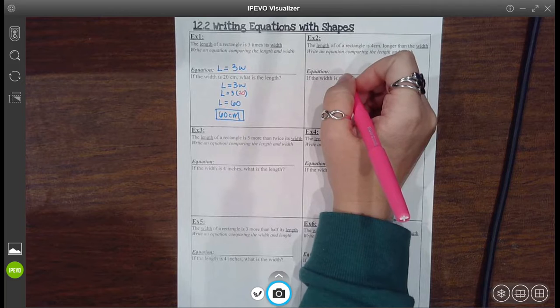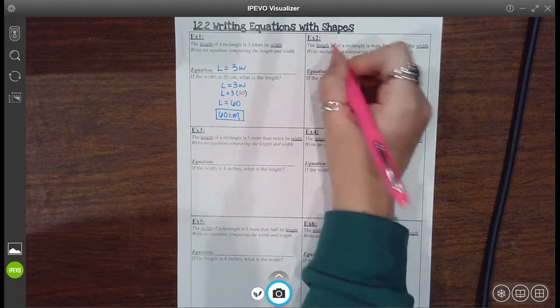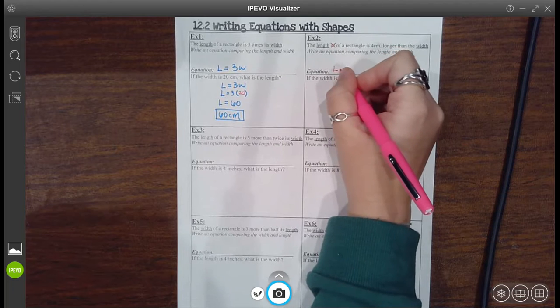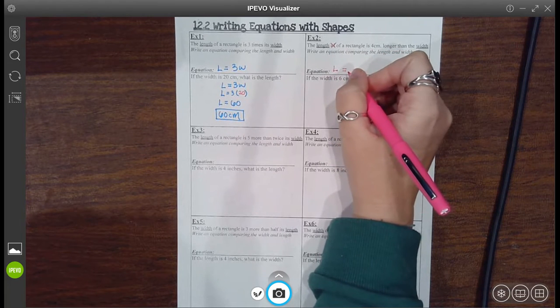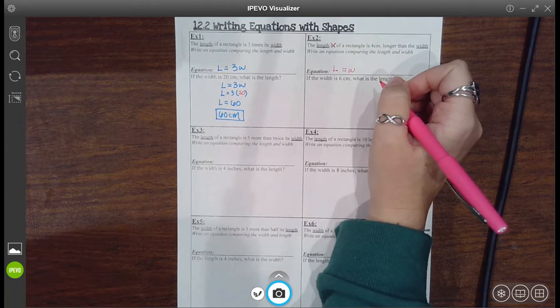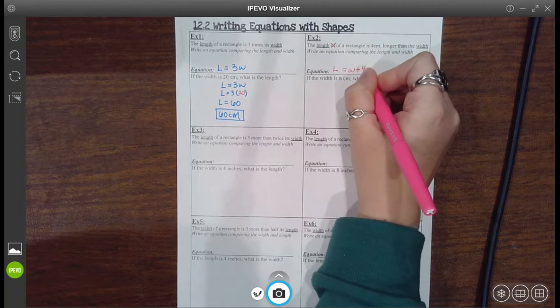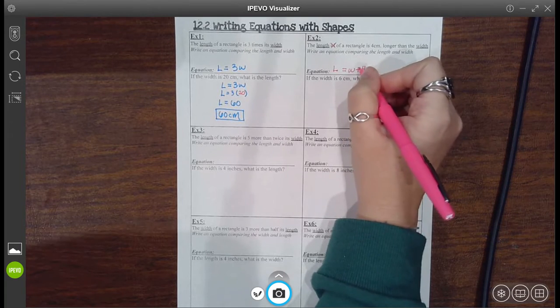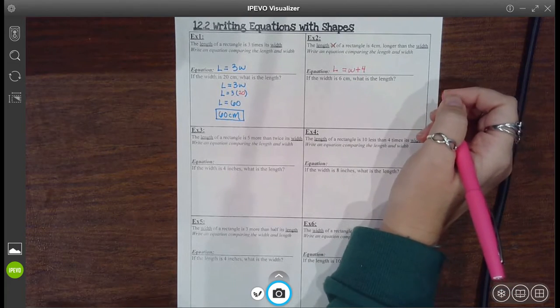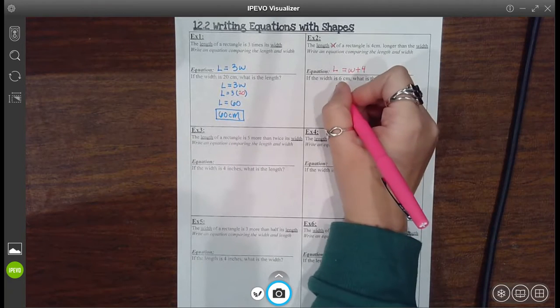Okay, the next one says the length of a rectangle. So the length of a rectangle means equals longer than the width. And how much longer than the width? It's 4 longer than the width. So I'm going to add 4 to whatever the width is. Okay, there's my equation.